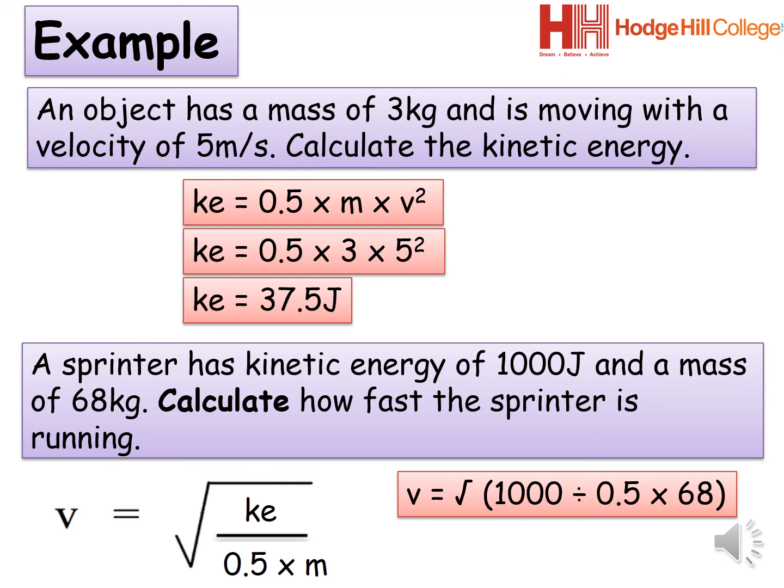Okay, so we then secondly put our numbers in from our question. So you can see there we've got 1000, which is our kinetic energy, divided by 0.5 times 68. If we did that equation and then found the square root of it, that will give us an answer of 5.42 meters per second.